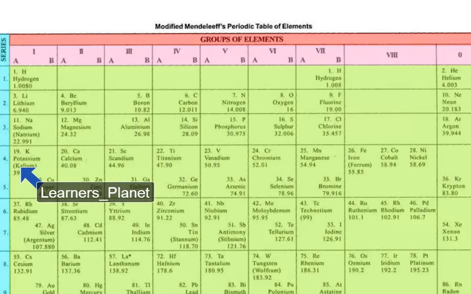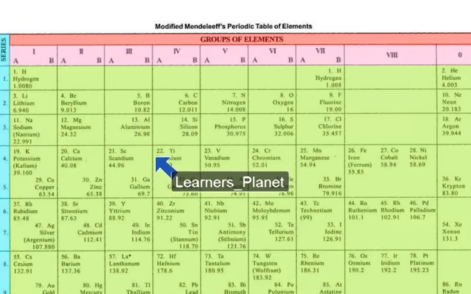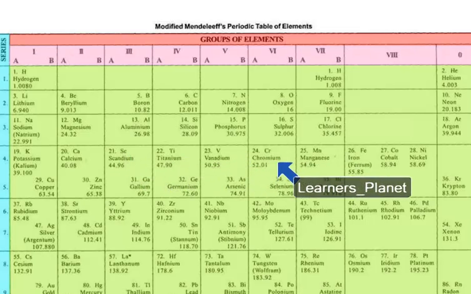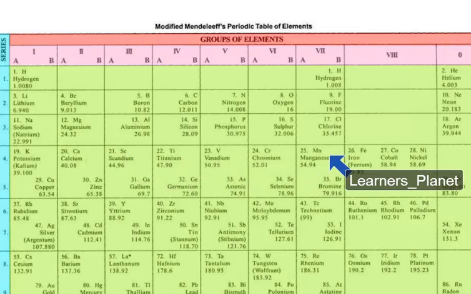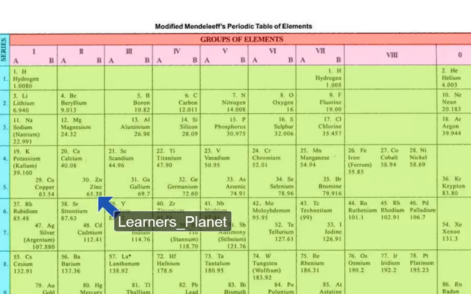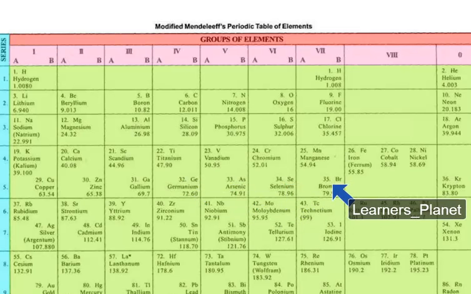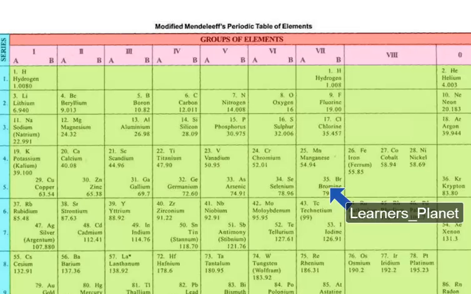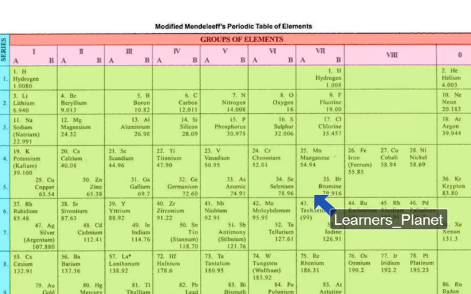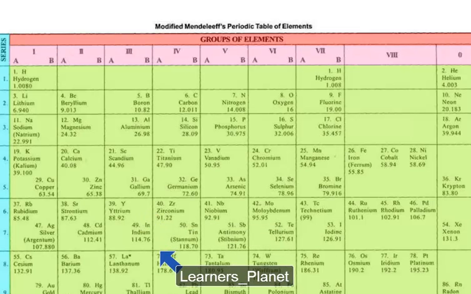What he did was that he grouped it into A and B. This is A: potassium, calcium, scandium, titanium, vanadium, chromium, manganese. And its B is what? Copper, zinc, gallium, germanium, arsenic, selenium and bromine. So this is B. So what he did was divide the series further into A and B.